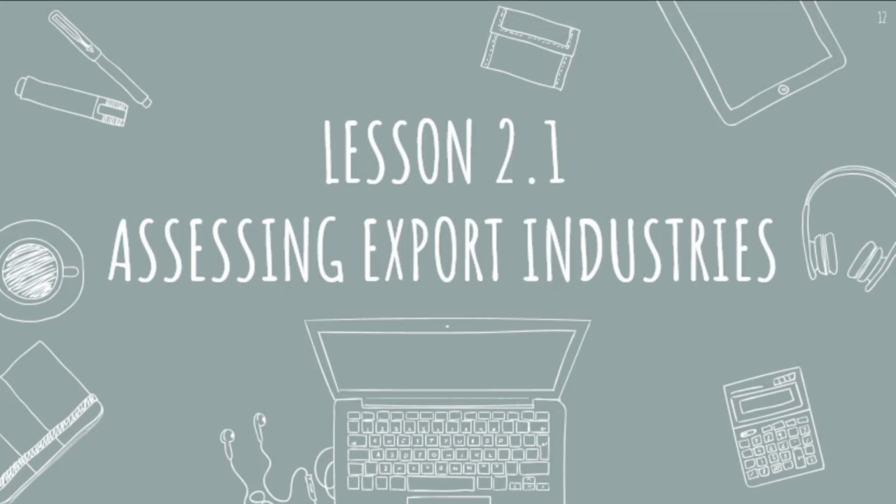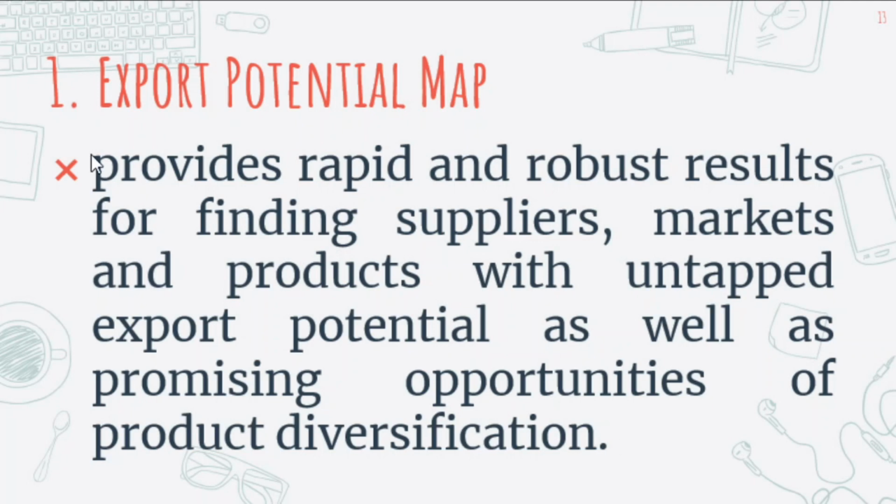Now, let's see. Ano ba yung mga ginagamit to assess the export industry in a particular country? The first one is the export potential map. Okay, what is an export potential map? It provides rapid and robust results for finding suppliers, markets, and products with untapped export potential, as well as promising opportunities of product diversification. Through an export potential map, the product possibilities across the globe are scanned for potentials.